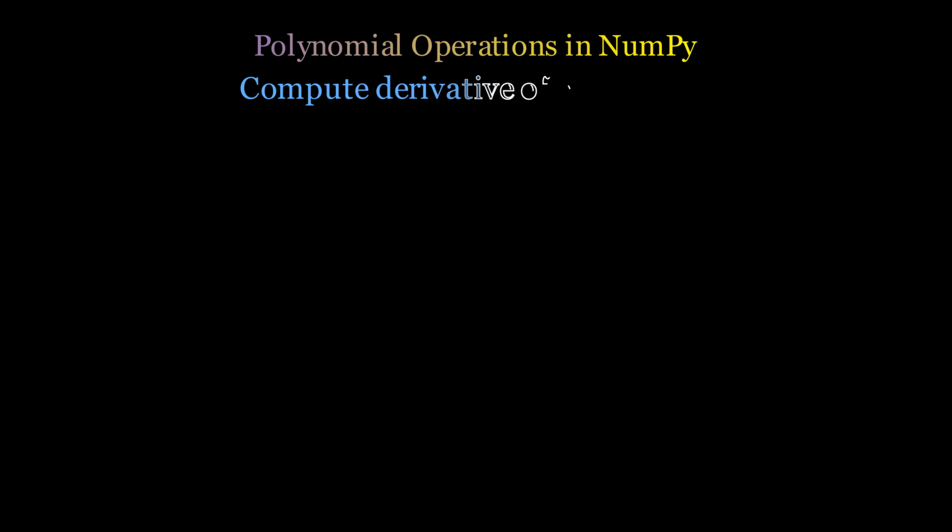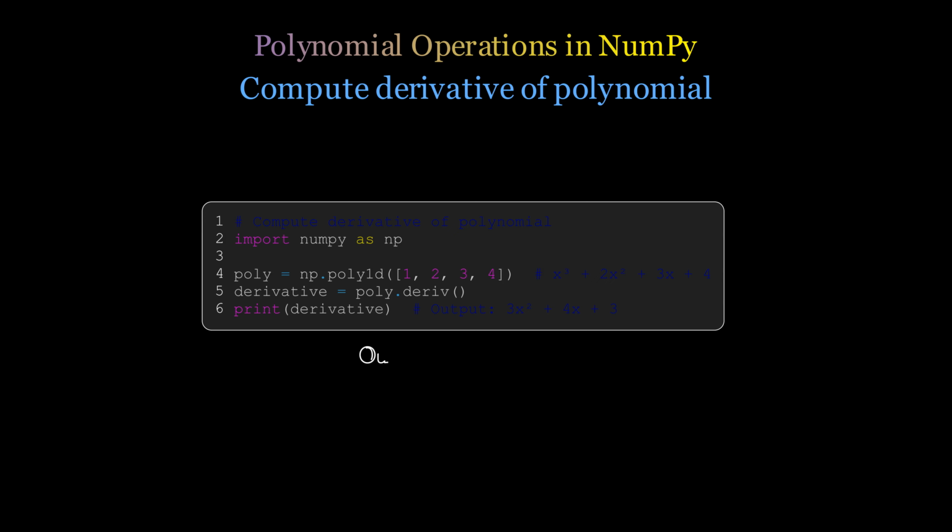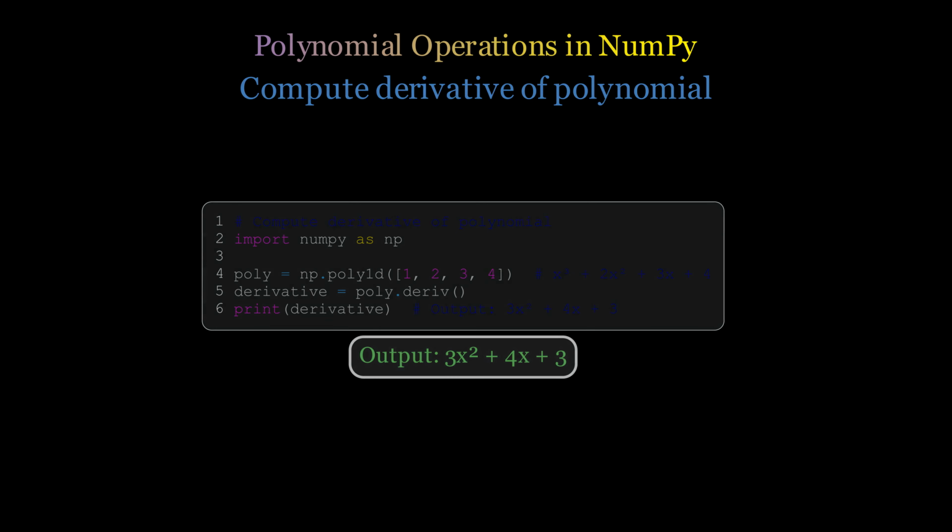The poly1d class creates polynomial objects with useful methods. Deriv computes the derivative for x cubed plus 2x squared plus 3x plus 4. We get 3x squared plus 4x plus 3. This is essential for finding rates of change and optimization problems.